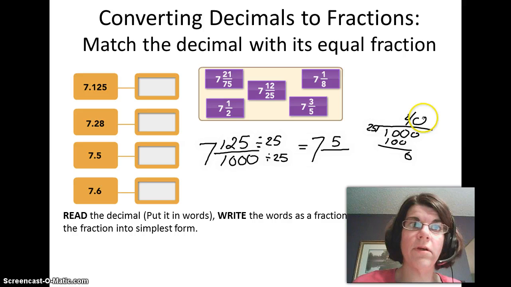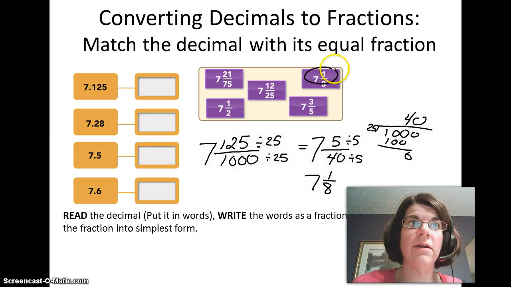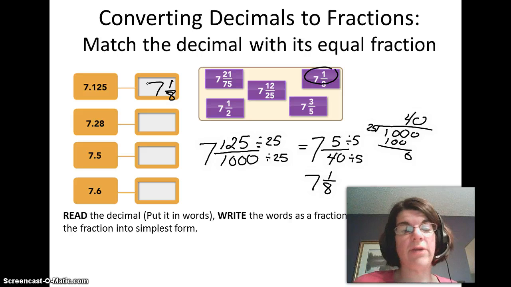There's all the work. So we get 5/40ths. And then 5/40ths, you can reduce those by 5. Keep going. We get 7 and 1/8. So that's our match right here. 7 and 1/8. So that's how you change a decimal back over to a fraction.